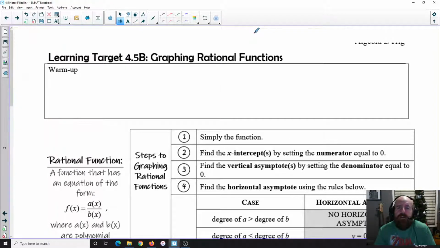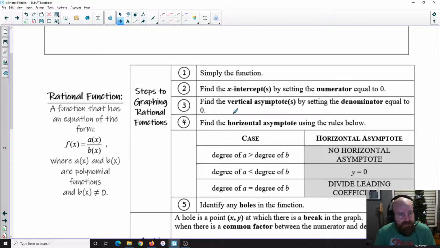We're looking at the rest of graphing rational functions. There is a 5-step process to graphing or finding items from a rational function. The first one is to simplify the function, which means we're just going to factor top and bottom.